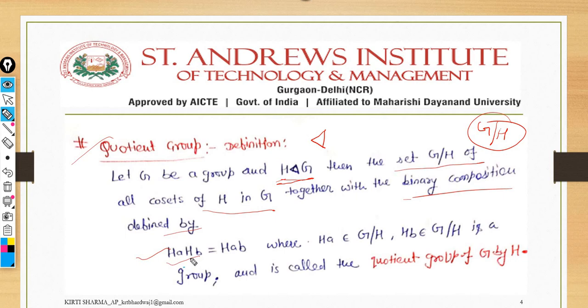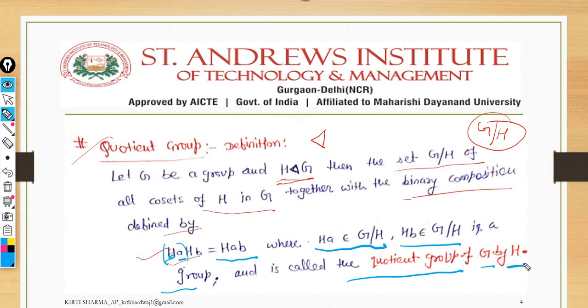This is the example of the right coset. A and B we are taking here as elements of the group, and H is the normal subgroup. Then I write these elements on the right-hand side of the normal subgroup, HA and HB, with the help of the multiplication or composition operator. Then it must equal HAB, where HA belongs to G divided by H and HB belongs to G divided by H. These form a group. Whatever you get by G divided by H will be the quotient group of G by H.